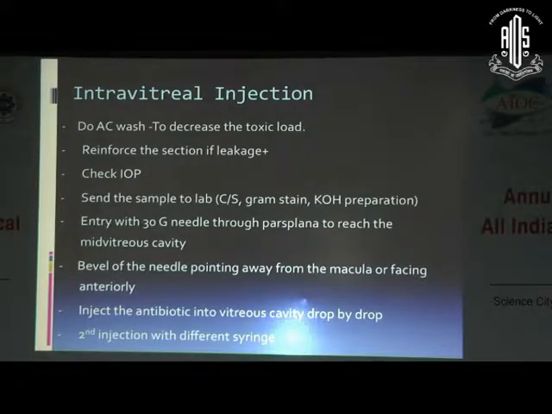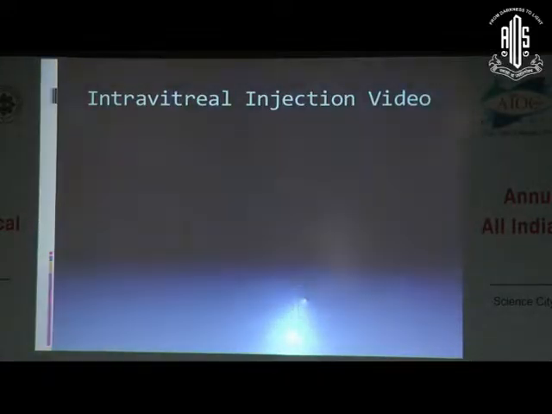Entry for the injection is with a 30 gauge needle. It's a pars plana entry to reach the mid-vitreous cavity. The bevel of the needle should be pointing away from the macula, and inject the antibiotic into the vitreous cavity drop by drop, and the second injection should be given with a different syringe. You should not mix the drugs, because some of these drugs can interact and get spoiled. So I'll just show you the video now.